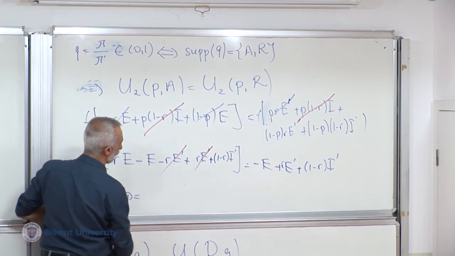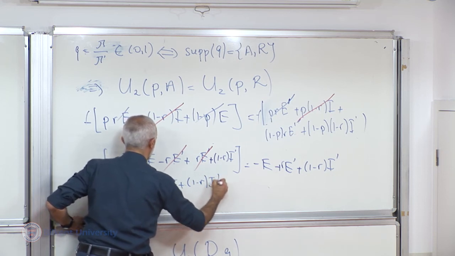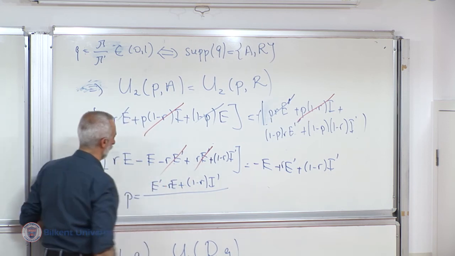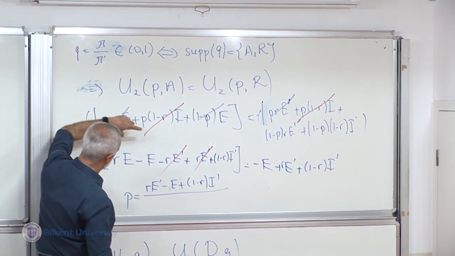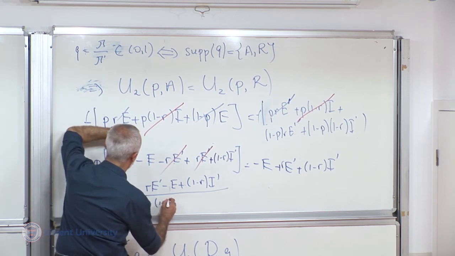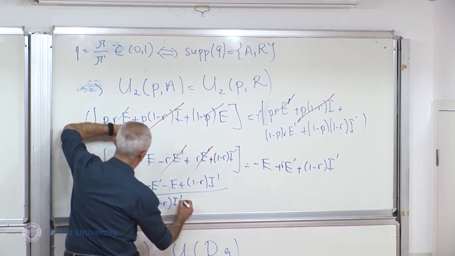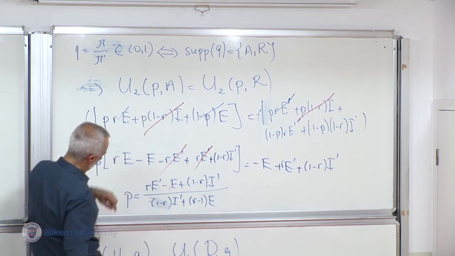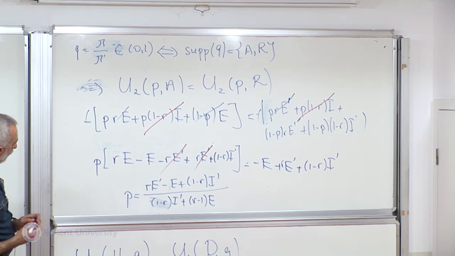So P is equal to E prime minus E plus 1 minus R E prime, divided by, I keep forgetting the R, E prime, yep. Okay, divided by 1 minus E prime, so minus, let me write it as R minus 1 E. Okay? Any questions?